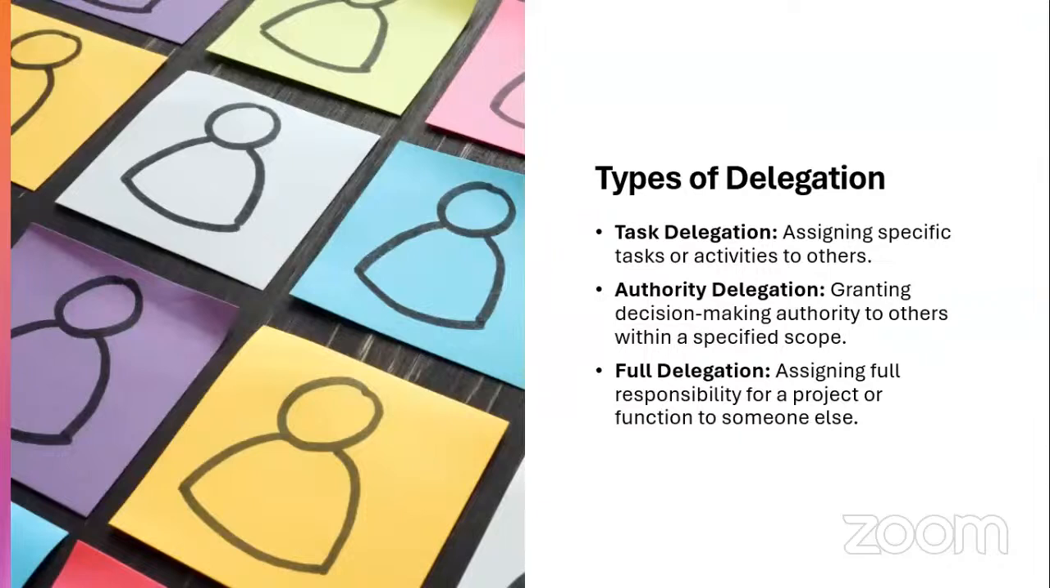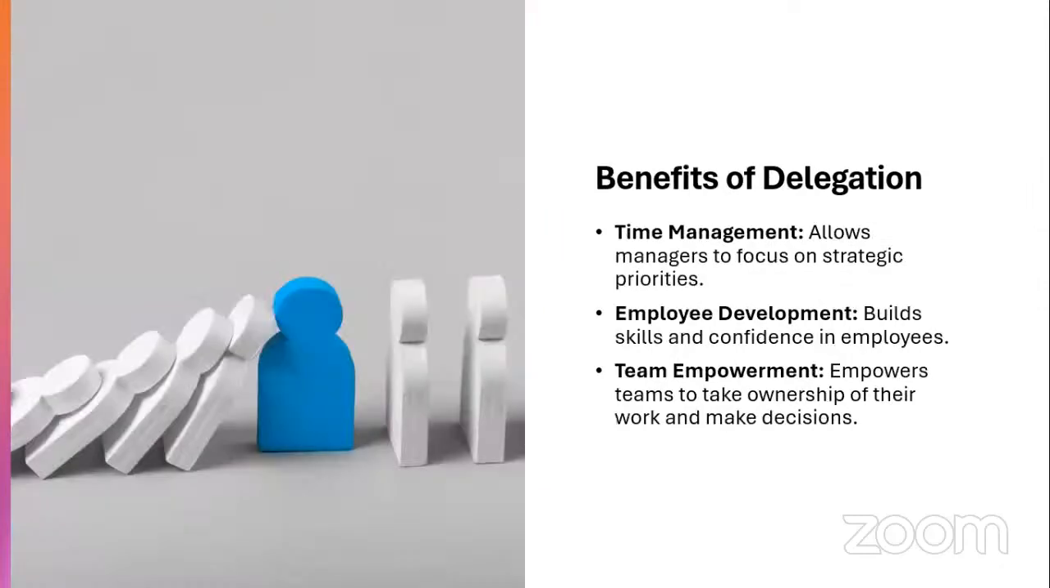Types of delegation are task delegation, authority delegation, and full delegation. Task delegation: assigning specific tasks or activities to others. Authority delegation: granting decision-making authority to others within a specific scope. Full delegation: assigning full responsibility for a project or function to someone else.